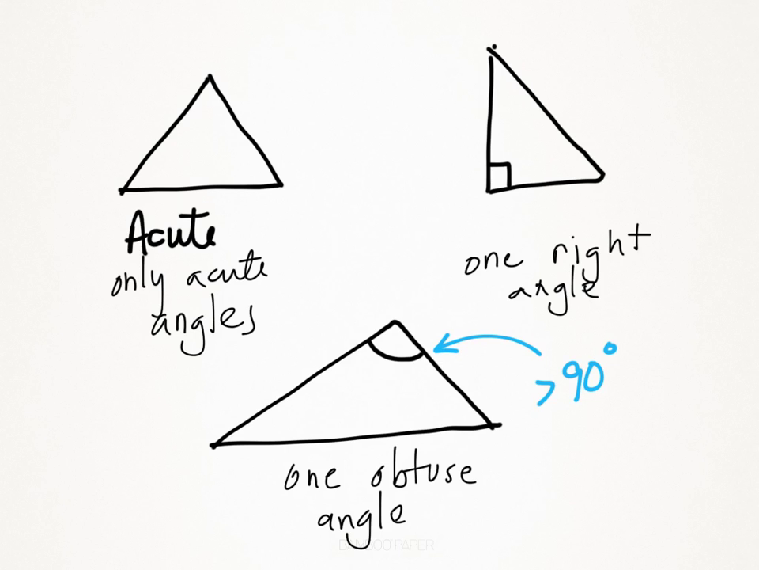They give you this shape in the review, and this is one line of symmetry, and here's the second line of symmetry.